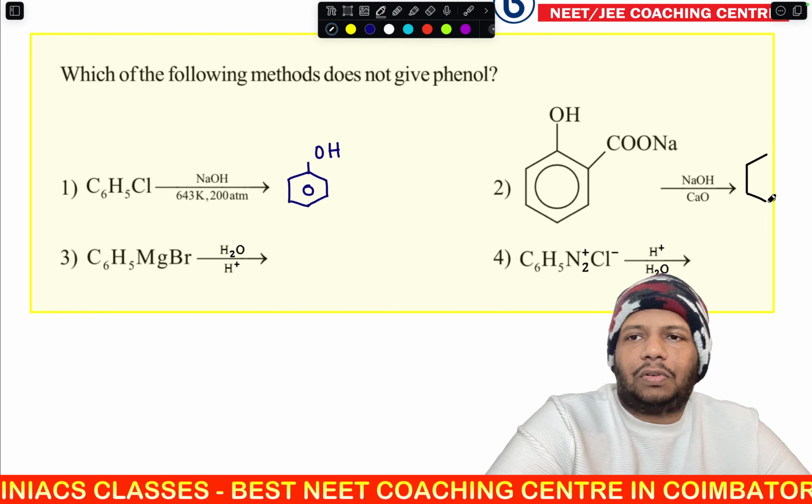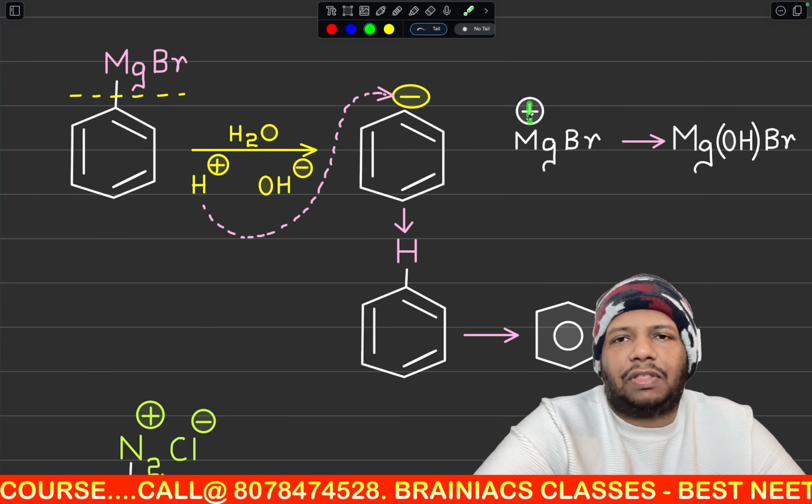Now let's look at the third option. The third option is a wonderful option. Here you have C6H5MgBr. What is it doing? When it is treated with water, what will happen? In this carbon-magnesium bond, magnesium is a more electropositive element. So when this bond is broken, the electrons will move towards carbon. Why? Because magnesium is electropositive, it will repel the electrons, and you will get a localized negative charge here and magnesium with the positive charge.